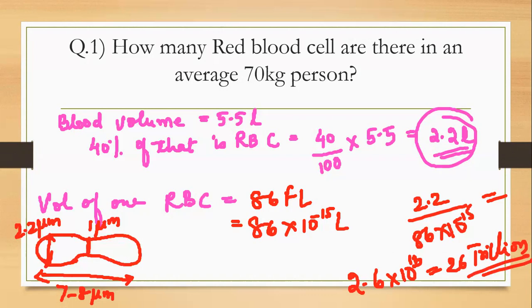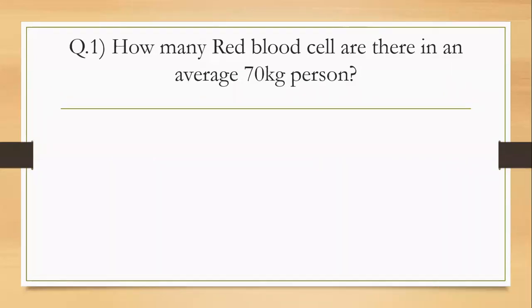So I'll just repeat how we solved it here. We know the total blood volume is 5.5 liters, of which 40% is RBC. So 40% is calculated like this and you get around 2.2 liters. This is the total RBC present. Now we know that the volume of 1 RBC is this much. So if you divide the total volume by the volume of 1 RBC, you get the total number of RBCs present, which is around 26 trillion. So I hope this is clear. It's simple, you just need to be clear on the basics, on when to calculate what. So this becomes easy.